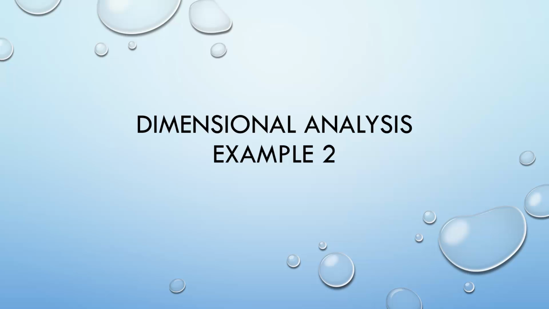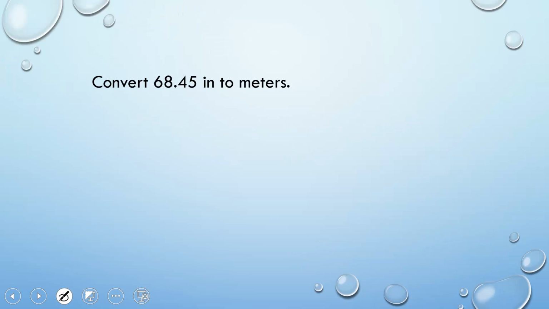Here is our second example of dimensional analysis. What if we have, instead of metric to metric, an English to metric conversion? This is where your blue sheet comes in handy. We're going to be using all the information on the bottom of the blue sheet that gives us some of these equivalent statements.